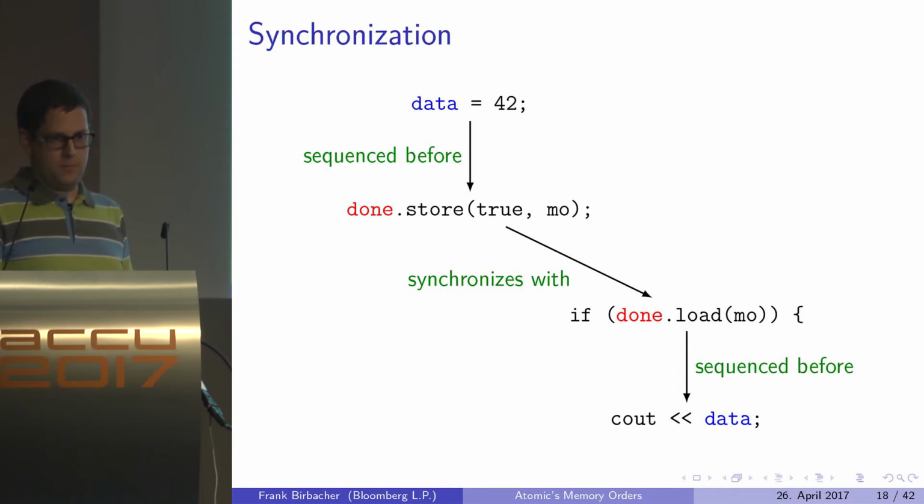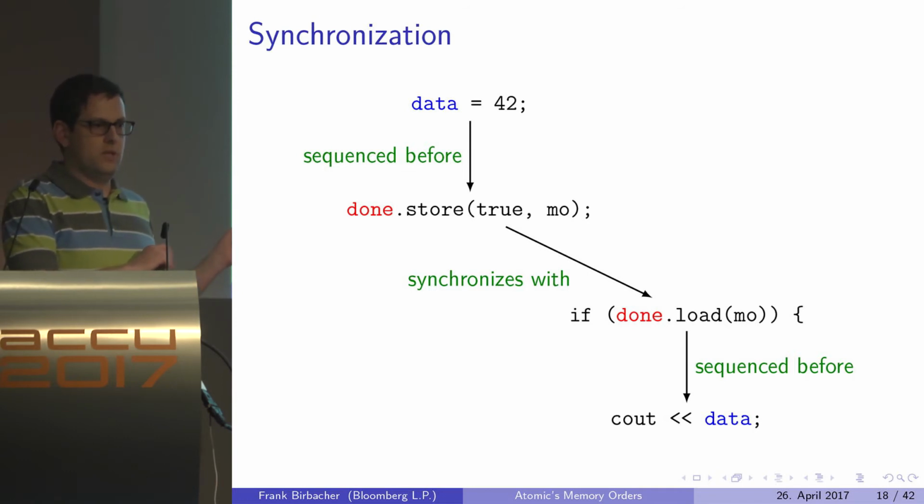True. But yeah, I'm seeing your point. So if done was not an atomic, then the optimizer would be free to reorder these things. But because done is an atomic, and because we apply a certain memory order to it, the compiler is not allowed to do this reordering. But we are going to look at the memory orders now, which make a difference.